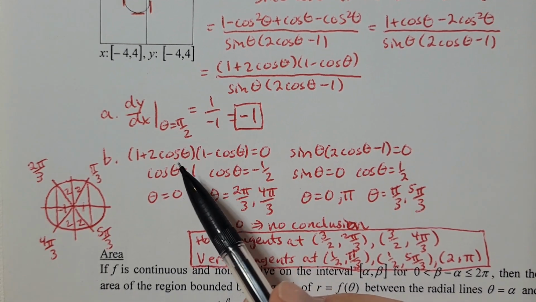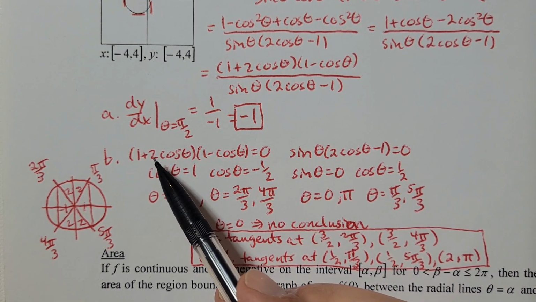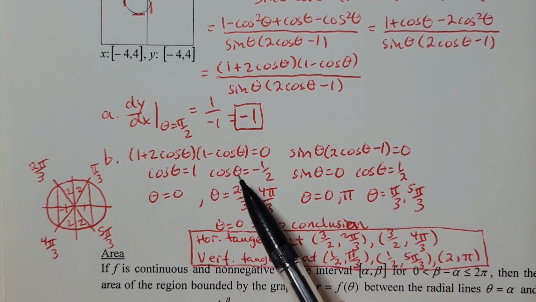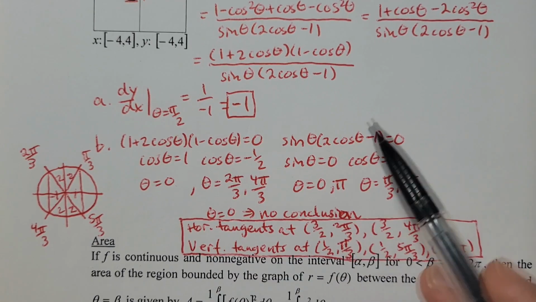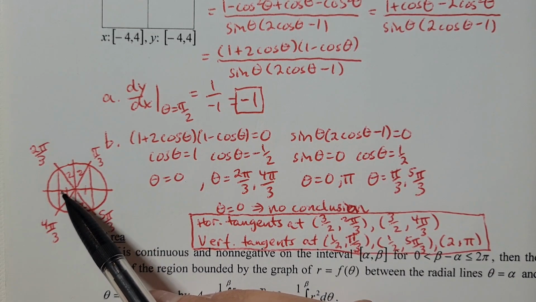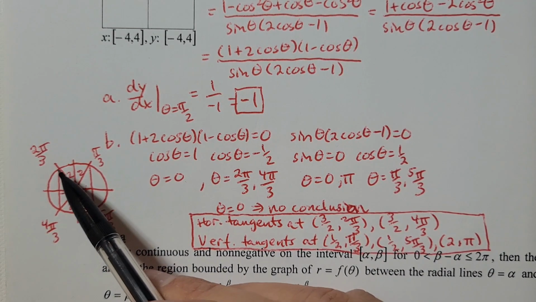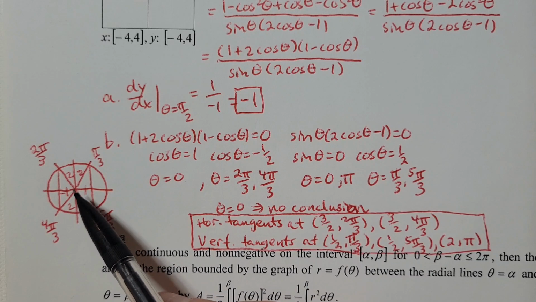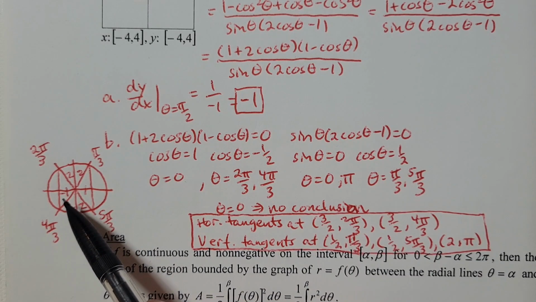And then when does cosine theta equal negative 1/2 from this equation? Well, the adjacent side is -1. The hypotenuse is 2. It looks like 2 pi over 3 and 4 pi over 3.